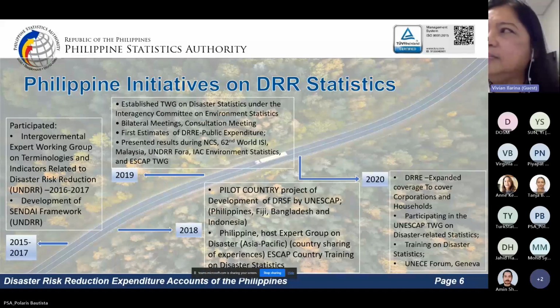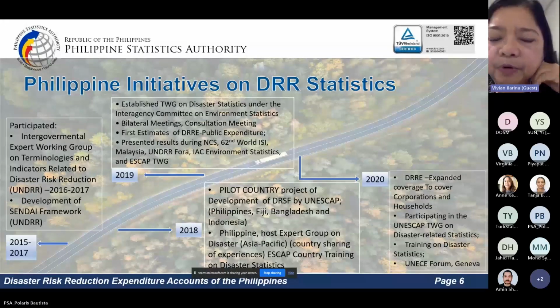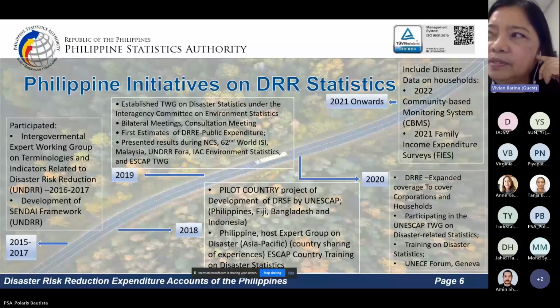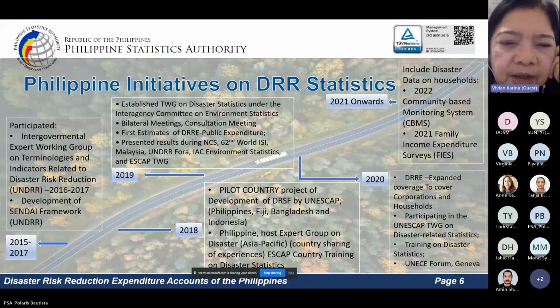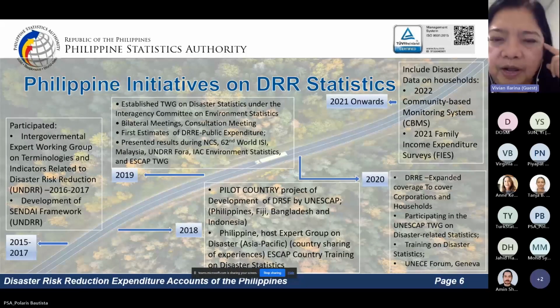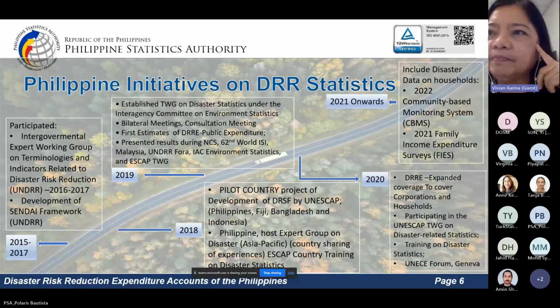From 2021 onwards, we improved the data sources. We have the existing community-based monitoring system and also the family income and expenditure survey. These are some of the additional information that we use to estimate expenditures of households. So in a nutshell, it took us about 5 years to develop the DRRE expenditure accounts in the Philippines.